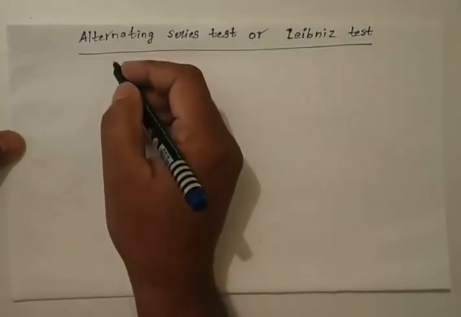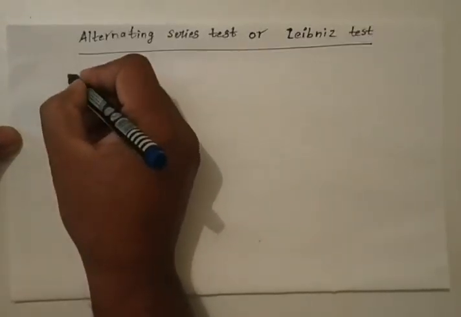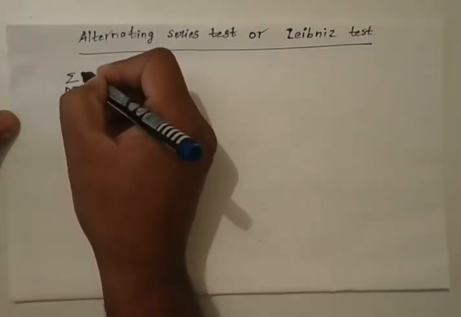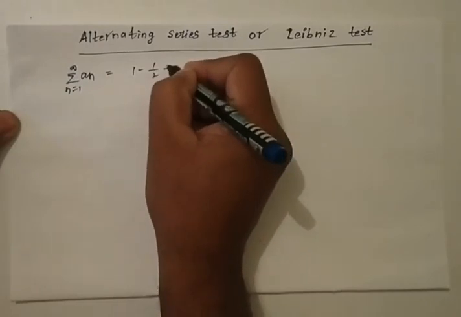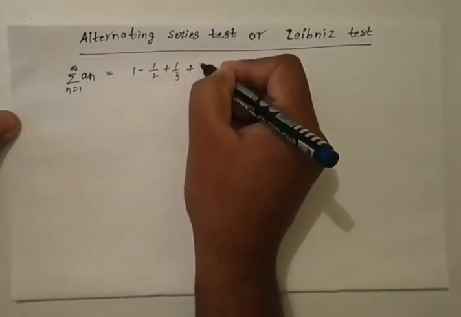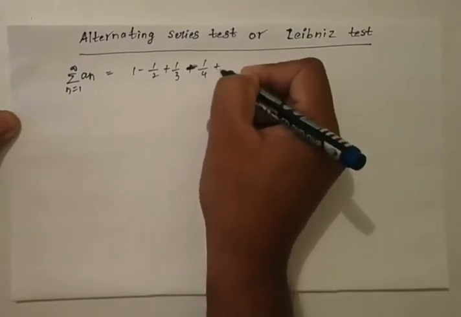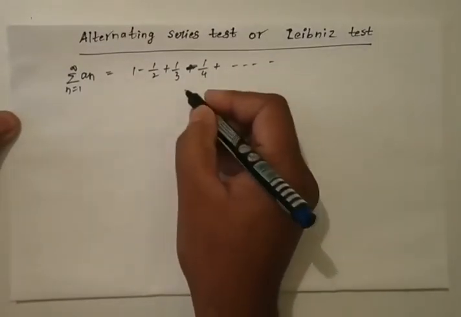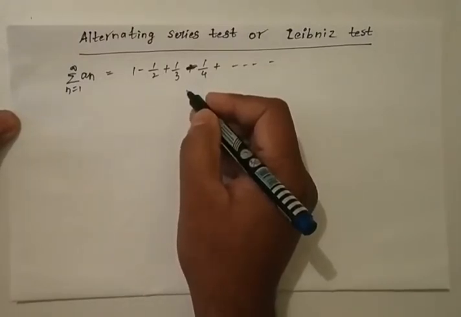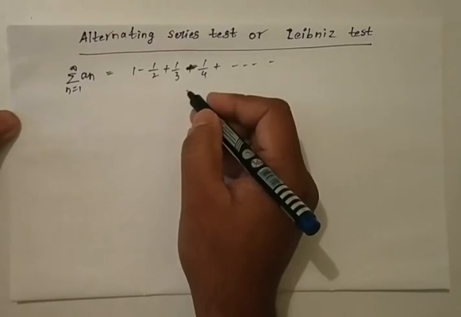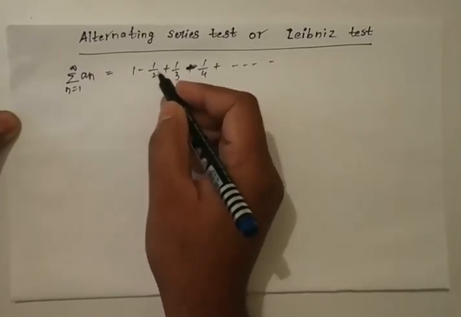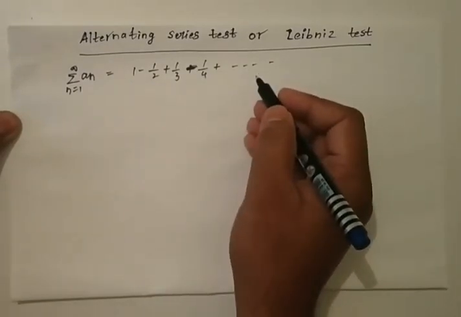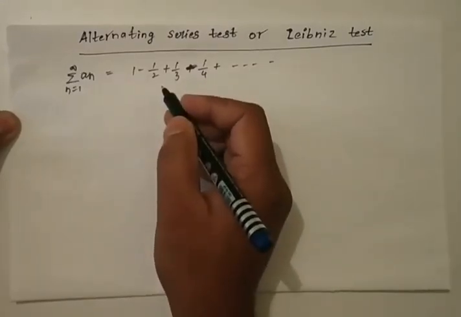For example, a series like this: summation n equals 1 to infinity of an equals 1 minus 1 by 2 plus 1 by 3 minus 1 by 4 plus and so on. This series is called an alternating series, because you observe that in the series the signs alternate: plus, minus, plus, minus.